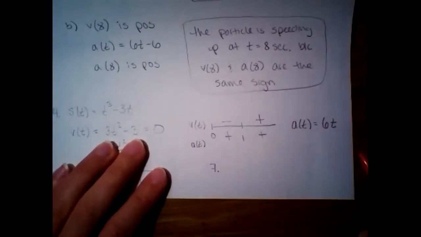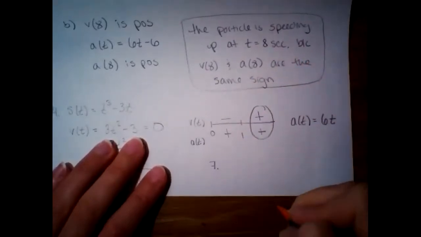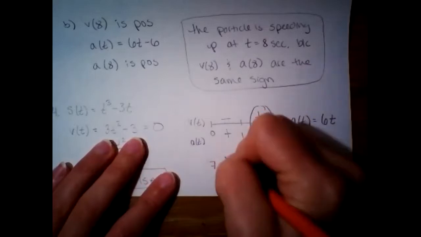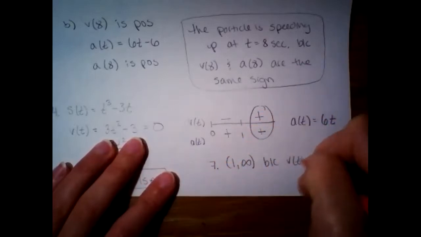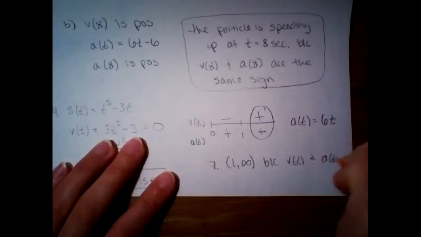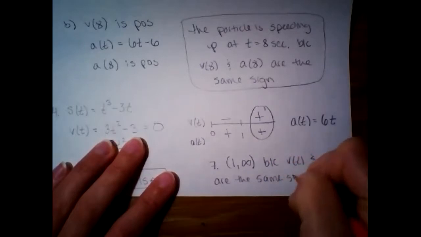So 7 is asking, when is the particle speeding up? That would be when these are the same signs. So we would say 1 to infinity, because velocity and acceleration are the same sign there.